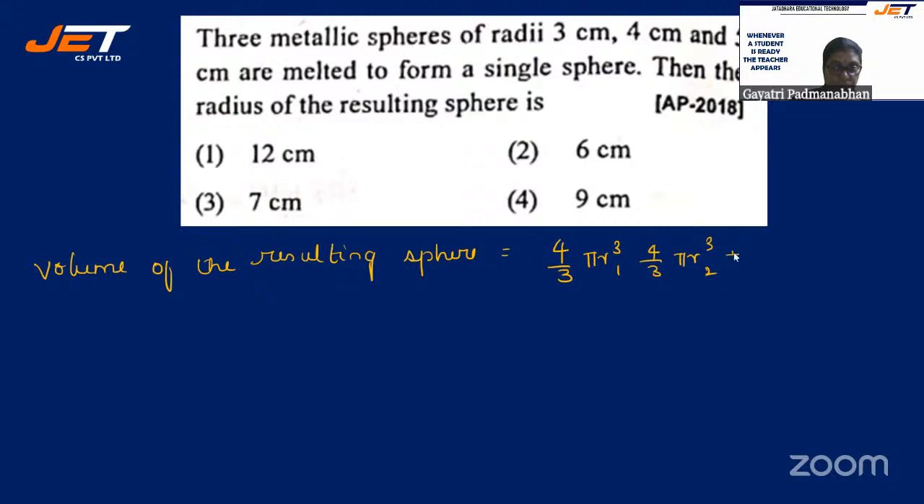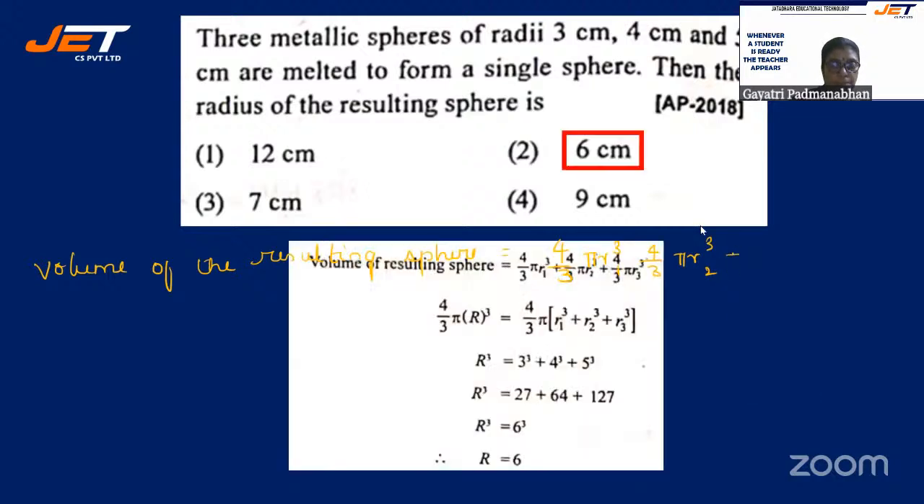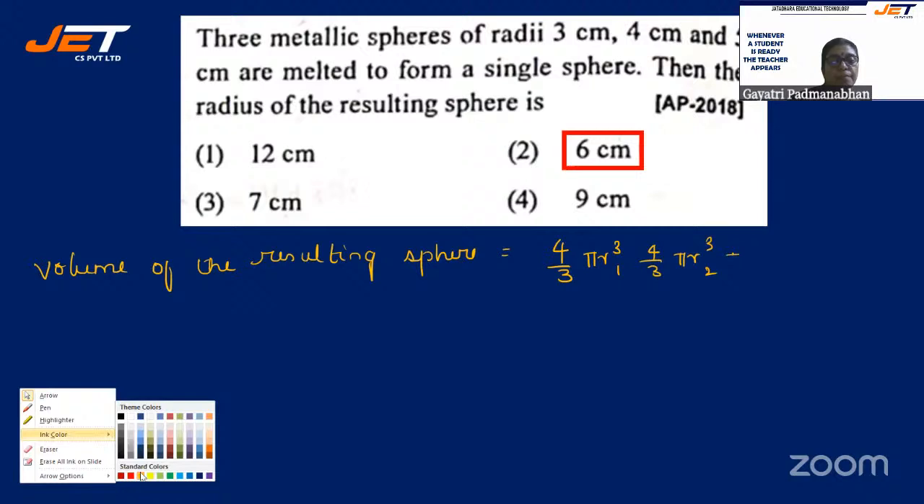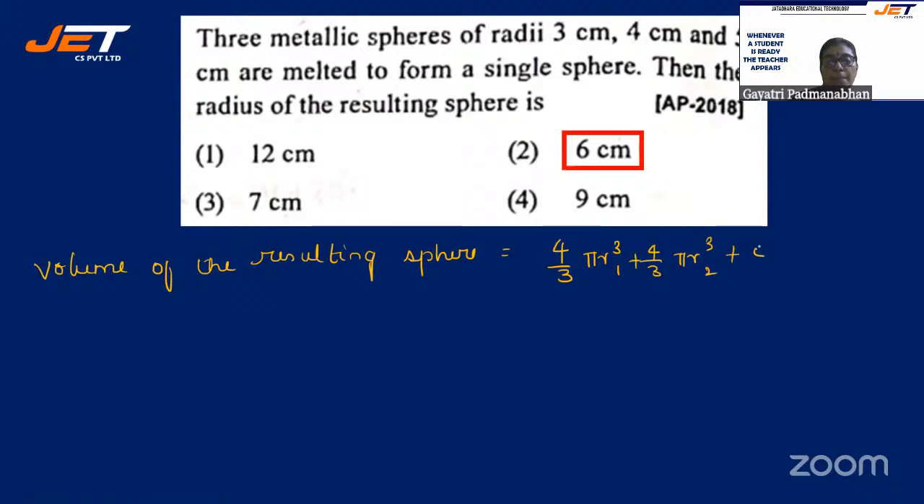Next we have third one. 3 metallic, so third metallic, 4 by 3 pi r cube. This would be R3. So now take 4 by 3 pi, you will end up with R cube, R1 cube, R2 cube plus R3 cube.